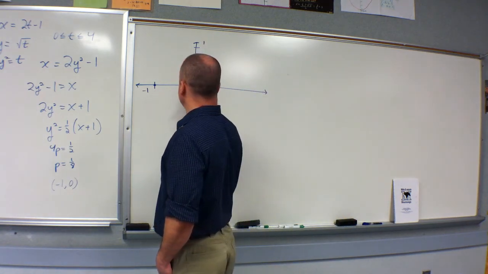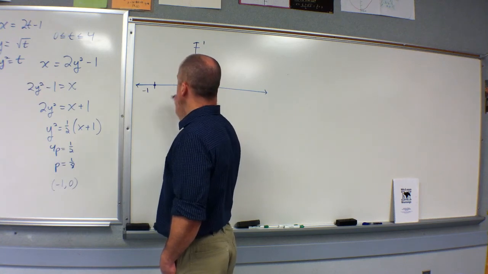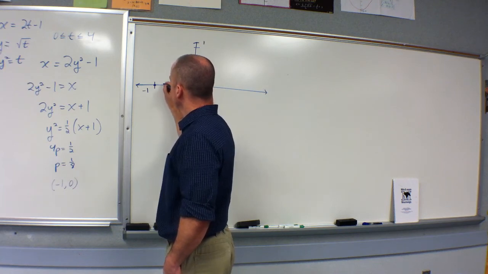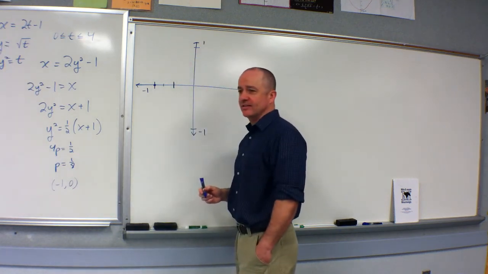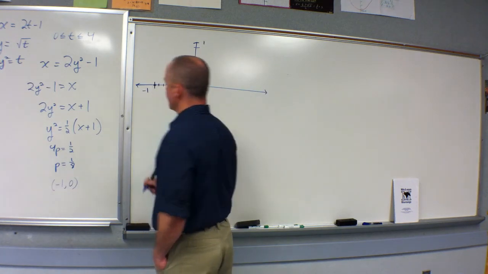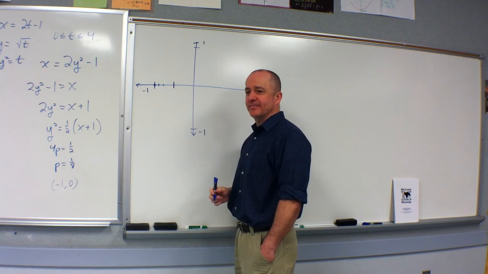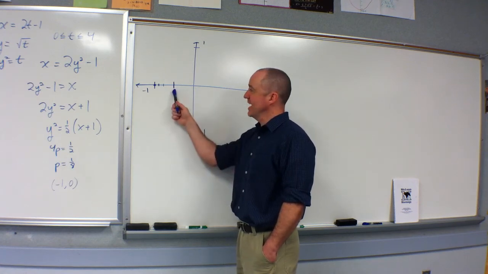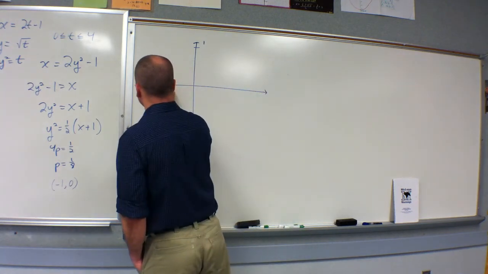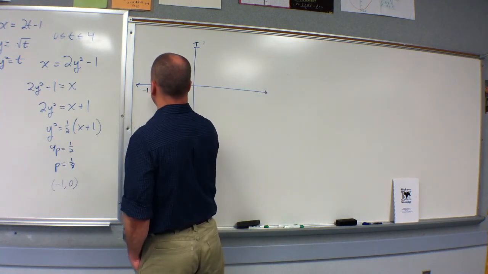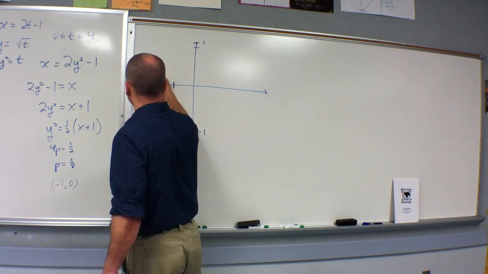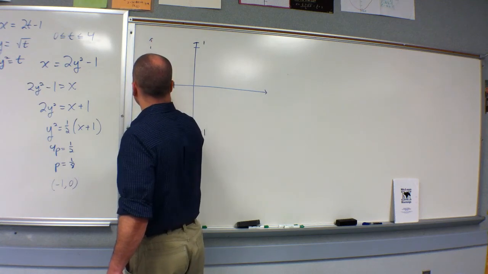Between -1 and 0, is that a good guess for 1/2? Is that a good guess for half of that? Am I down to 1/8 yet? 1/2, 4ths, 8ths, yeah. Okay, then there's my focal point, 1/8 to the right. And my directrix will be 1/8 of a unit to the left of my vertex.